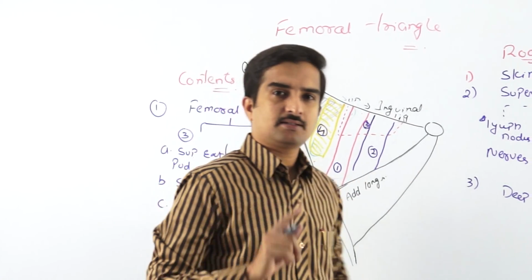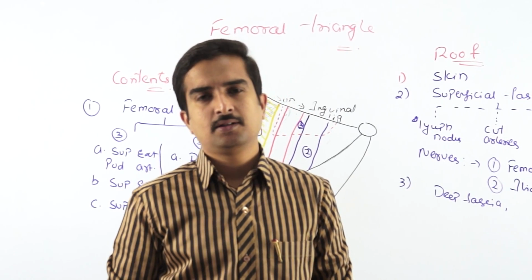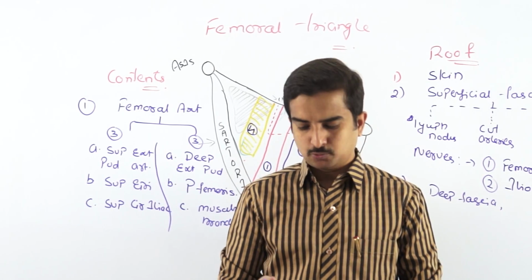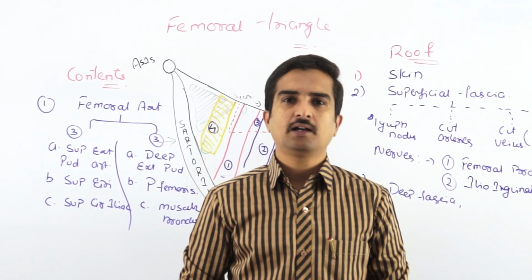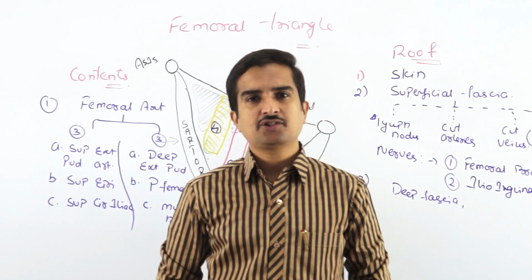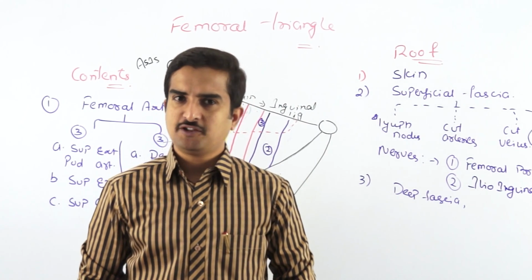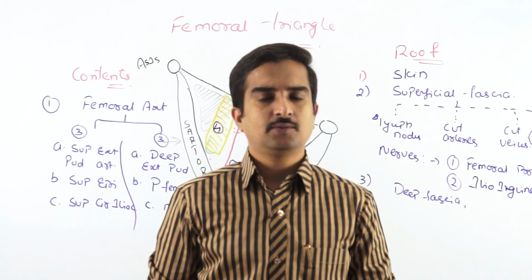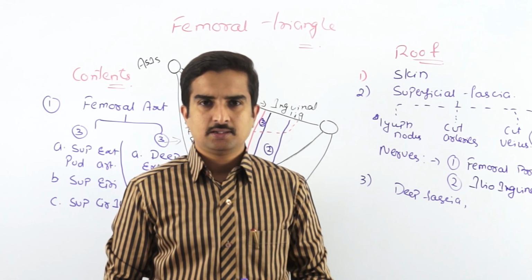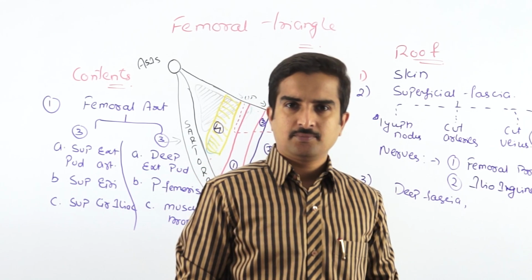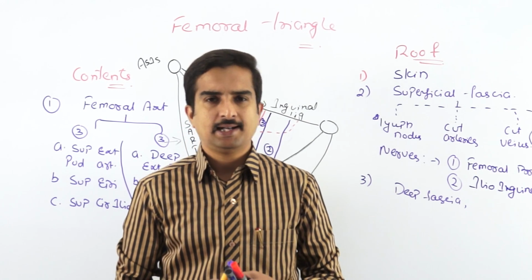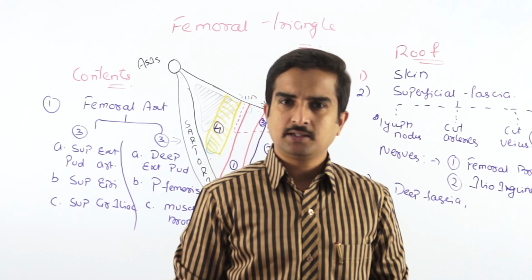So in the contents, the first one is the femoral artery. The femoral artery gives off totally 6 branches. 3 are superficial branches and 3 are deep branches. The superficial branches are the superficial external pudendal artery, the superficial epigastric artery, and the superficial circumflex iliac artery. And the deep branches are the deep external pudendal artery, the profunda femoris artery, which is the largest branch of the femoral artery, and the last one is the muscular branches.